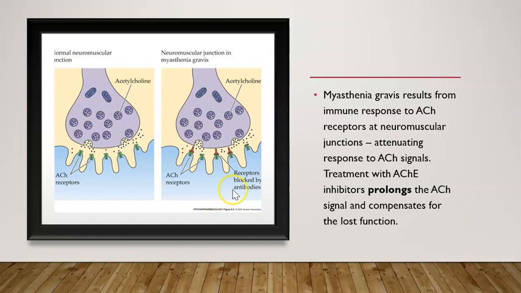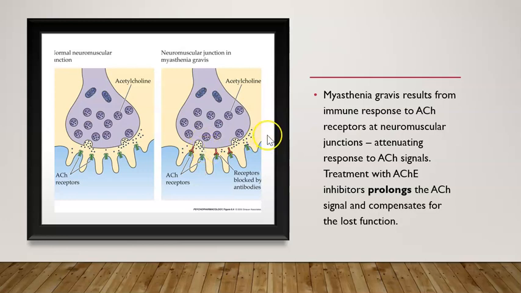Now in an MG patient, at the neuromuscular junction, because it's an autoimmune disease, antibodies from our own body are released, and they bind to these acetylcholine receptors on the muscle cell, preventing acetylcholine from binding. So that means we have less receptors available for the acetylcholine to act upon.